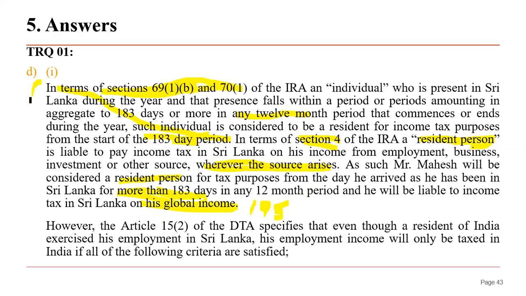However, as per the IRA, we need to justify. As per the IRA, we need to analyze this part. This is the IRA provision. How does the IRA say? Then, however, as per Article 15.2, Dependent Personal Service, of the DTA, it is specified that even though a resident of India exercises his employment in Sri Lanka, his employment income will only be taxed in India if the following conditions are satisfied.